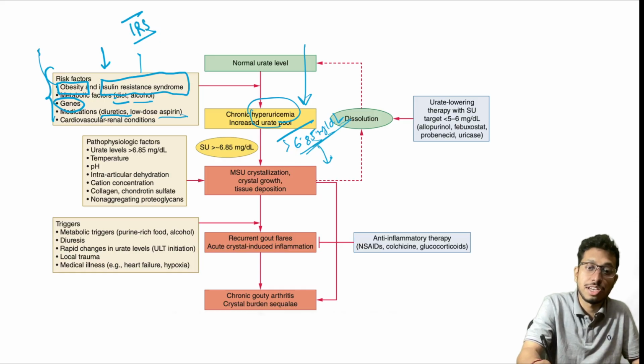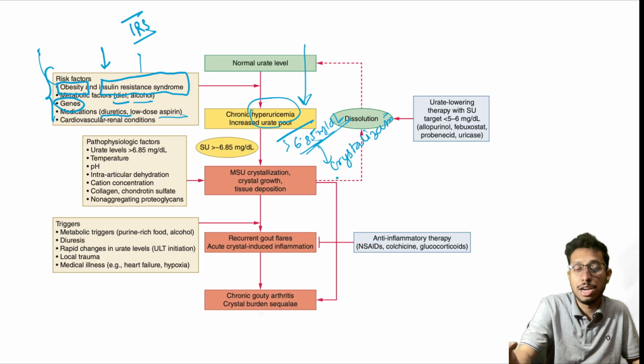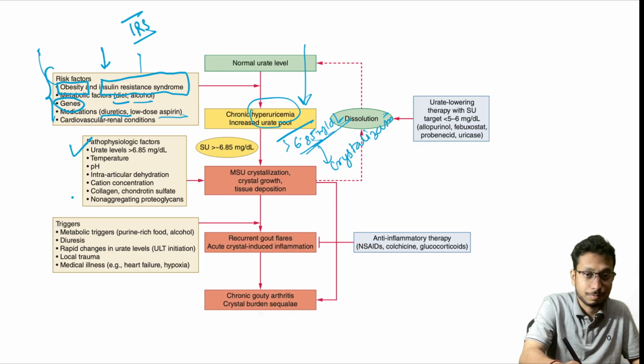there is crystallization of those urate or monosodium urate crystals, and they get deposited into the tissue. Now this crystallization is also precipitated by certain factors like pH, mainly acidosis, then it can be due to intra-articular dehydration.